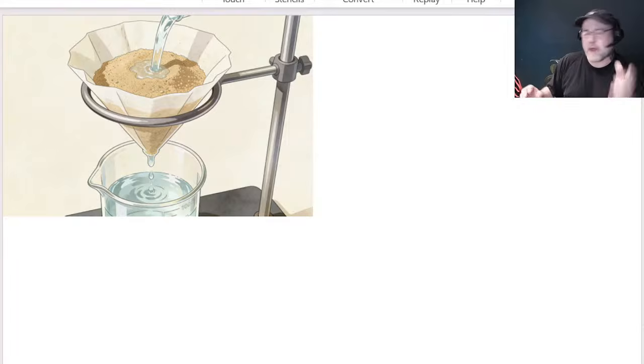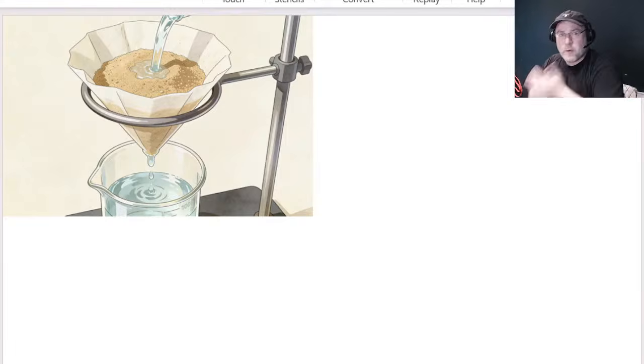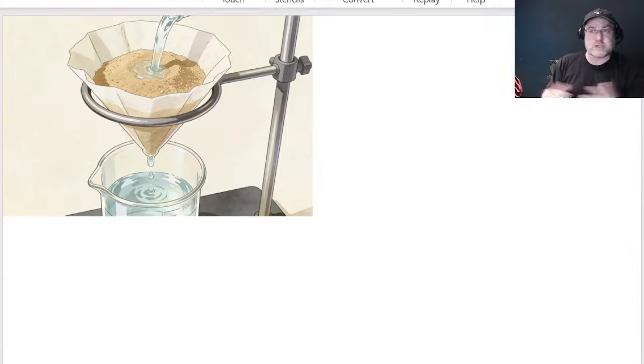So don't forget, if we want to separate an insoluble solid from a liquid, like sand and water, you're just going to use filtration. Don't forget the names of the equipment. You've got filter paper, clamp and stand, and you've got a beaker. Easy peasy, pudding and pie. This does come up in the Making Salt Practical, which I'll go through.